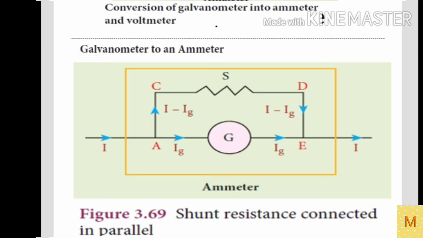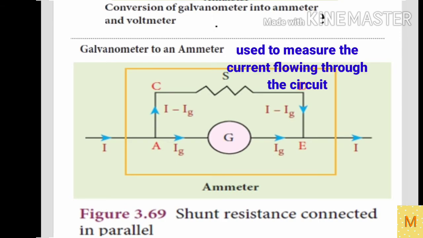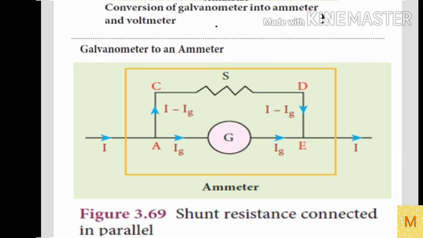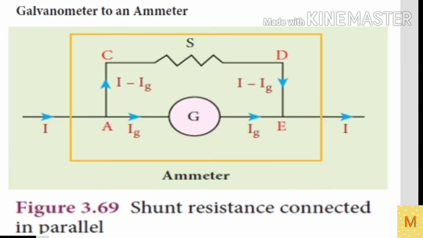What is an ammeter? Ammeter is an instrument which is used to measure the current flowing through the circuit. A galvanometer is converted into an ammeter by connecting a low resistance called shunt in parallel with the galvanometer. The scale is calibrated in amperes. Let us imagine Rg be the galvanometer resistance and capital S be the shunt resistance, and Ig be the current flowing through the galvanometer, and Is be the current flowing through the shunt resistance, and I be the current to be measured.